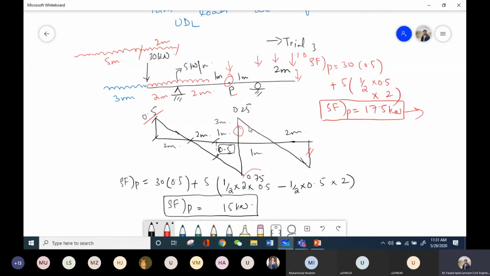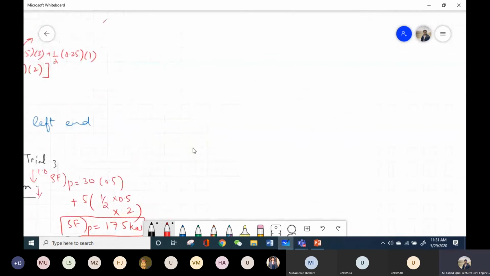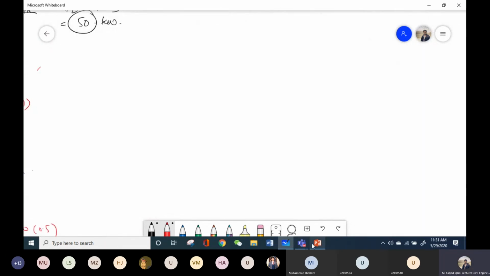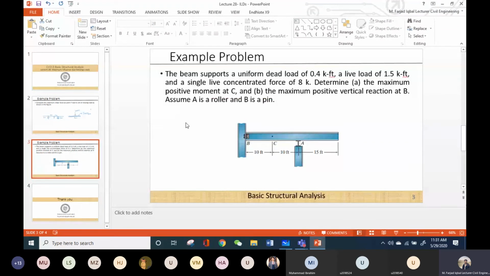So let us do another question similar to this one. This is the question that there is a beam which is supporting a uniform dead load of 0.4 kPa and a live load of 1.5 kPa and a single live concentrated force of 8 kPa. By concentrated force, obviously it means the point load, and we have to determine the maximum positive moment at point C and the maximum positive vertical reaction at point B. And in the question, it's given that A is a roller support and B is a pin. So let me plot it over here.